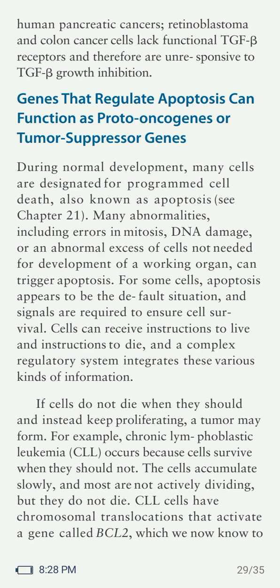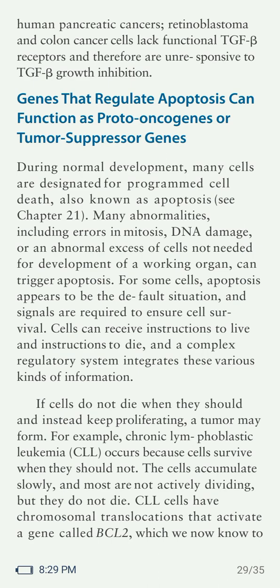Cells can receive instructions to live and instructions to die, and the complex regulatory system integrates these various kinds of information. If cells do not die when they should and instead keep proliferating, a tumor may form. For example, chronic lymphoblastic leukemia occurs because cells survive when they should not. The cells accumulate slowly and most are not actively dividing, but they do not die.